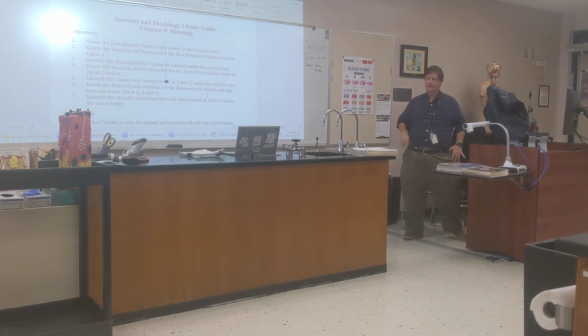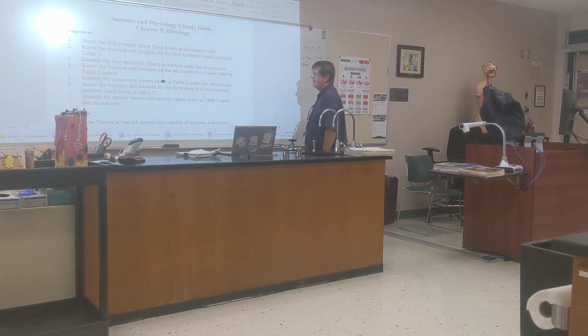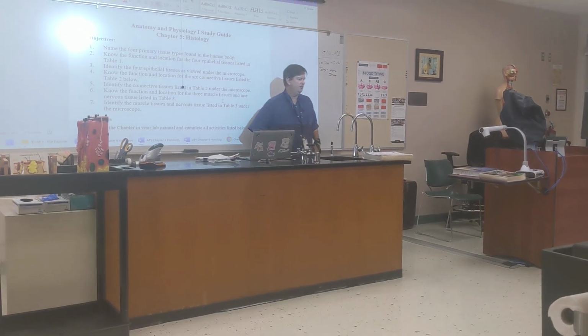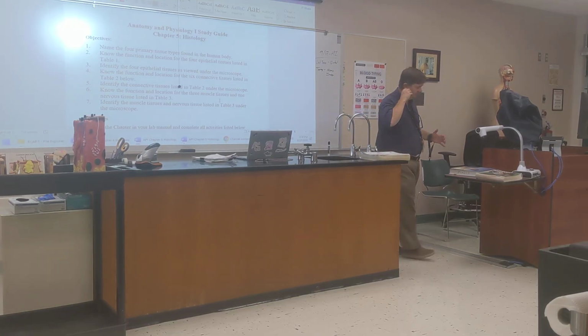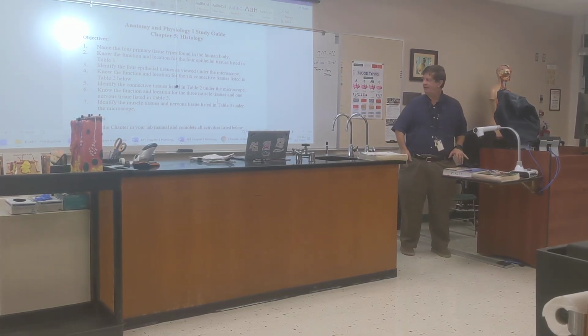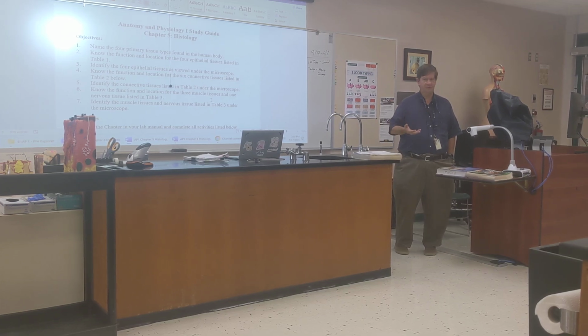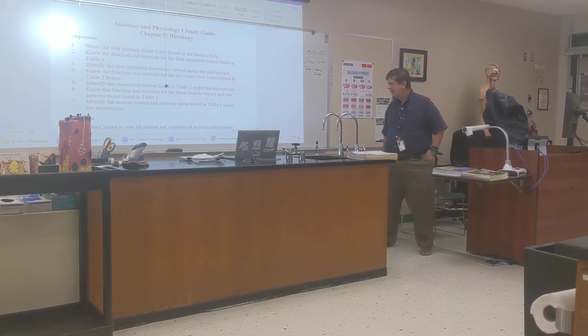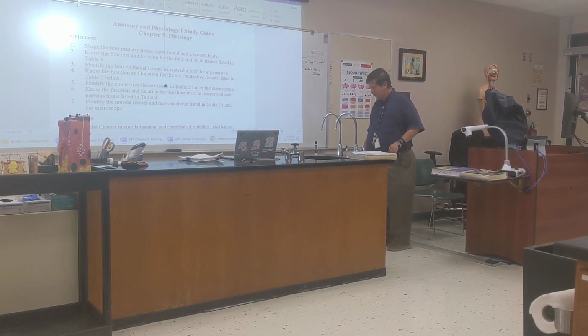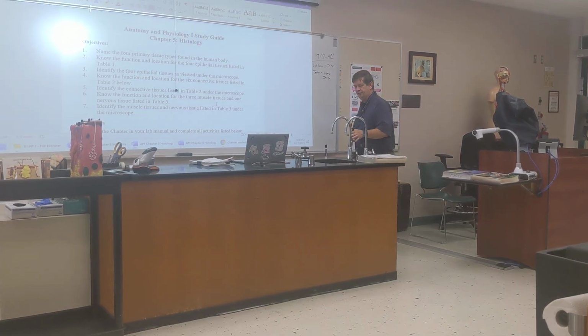All right, so let's start with the easy. Name the 4 primary tissue types in the human body. There are 4 tissue types. They are epithelial tissue, connective tissue, muscle tissue, and nervous tissue. Are you with me? I'm actually going to start writing things on the board right now about those tissues.